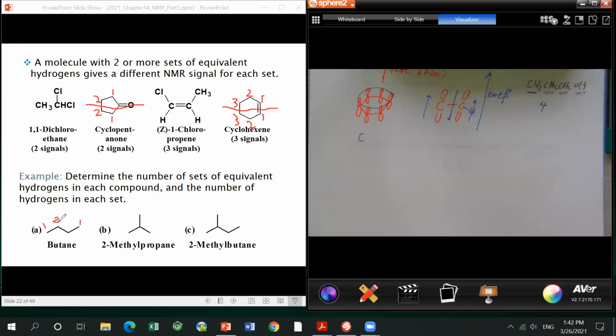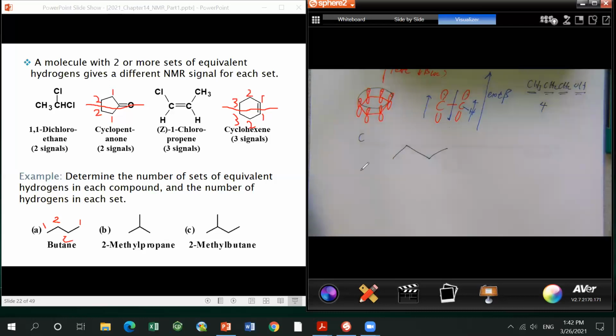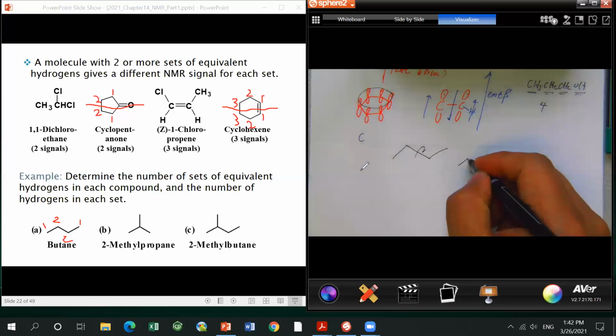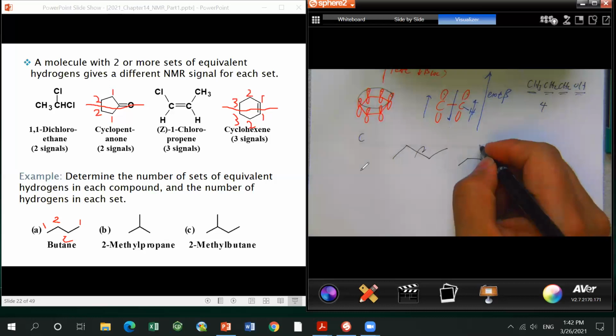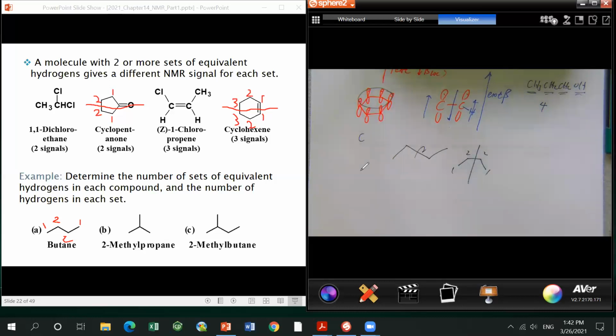So that's 2. That means the butene has only 2 signals. Don't get confused by the curving bond here, because you can rotate this bond. And then that's the symmetry plane and rotation axis. 2, 2, 1, 1, right?